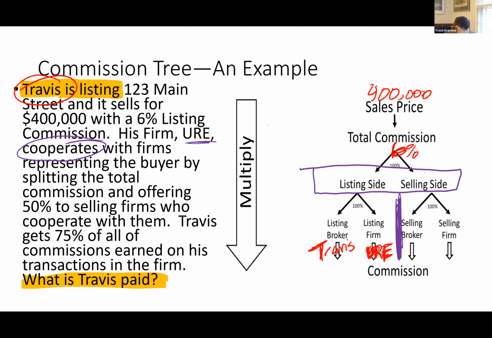So I'm going to put that 50% right here on the selling side. That's what they told me. They're offering 50% to selling firms. So there it is, 50%. Here's the catch. I know if that's 50, this side also has to be 50, because in this tree, each one of those splits, wherever there's a level where the things are being split, they always have to add up to 100%. So 100 minus 50 leaves 50. 50-50 split.